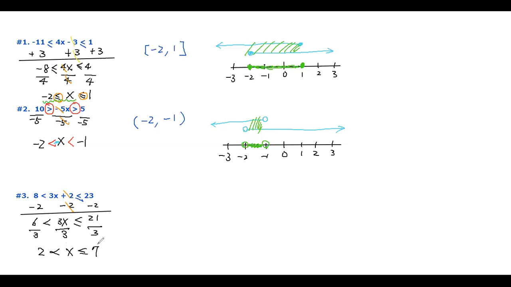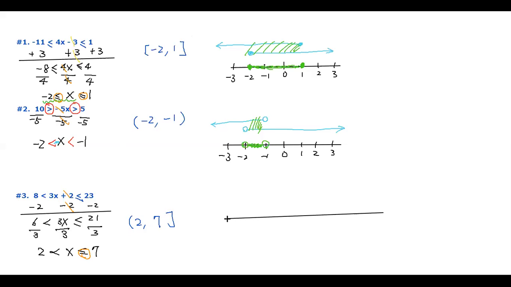Okay, so the way you read it is x greater than 2 and x less than or equal to 7. Let me write it in interval form. This will be 2, then 7 here, because I have an equal sign here, so I need to have a bracket. Good? Okay.